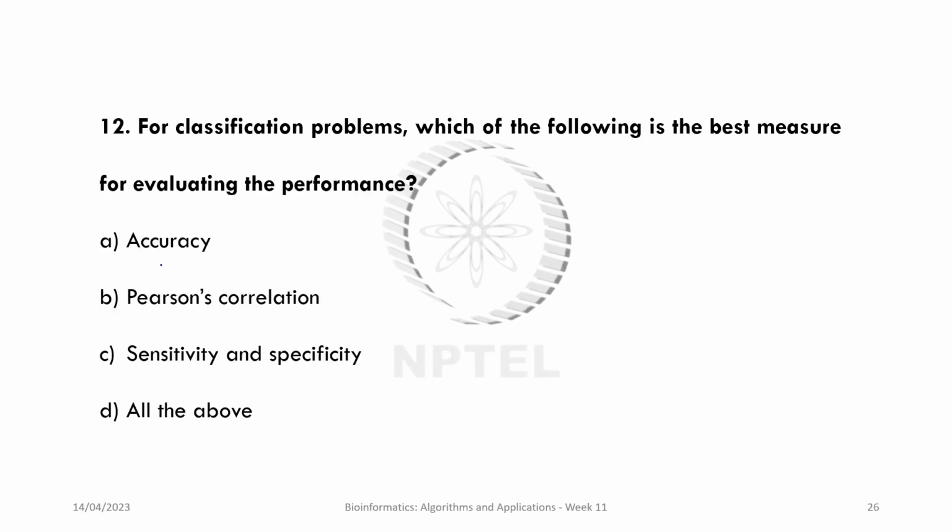Question 12. For classification problems, which of the following is the best measure for evaluating the performance? Is it A. Accuracy, B. Pearson's correlation, C. Sensitivity and specificity, and D. All of the above? Oh, I've gotten three answers from Rohini, Nagamani, and Amarti. Any other options?